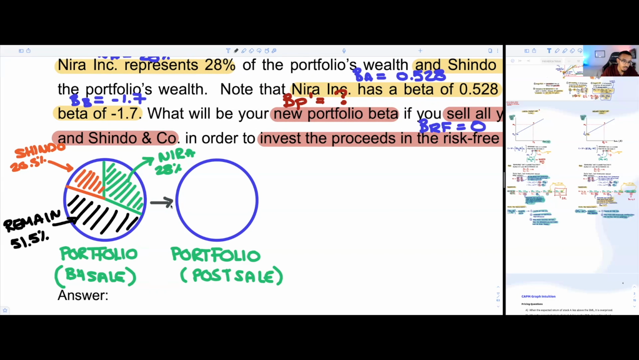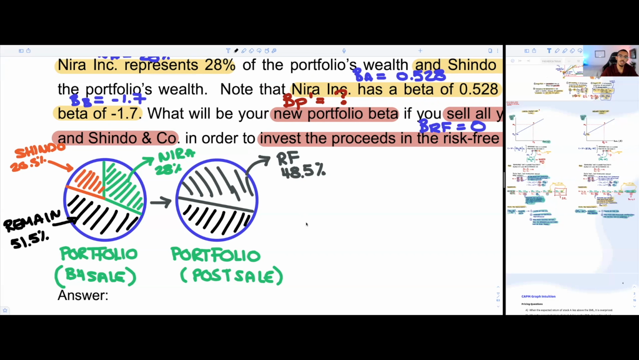Now, if we were to draw the same thing for when we sell all of our good stuff, we would have something a little bit different, but the difference isn't really grandiose. What we're going to have now is our investment in the risk-free asset instead of our investment in Shindo and Nero. So this is the risk-free, which is going to represent 48.5%, if I do some quick maths. And then we're still going to have the remaining 8 stocks, which is going to be right here.